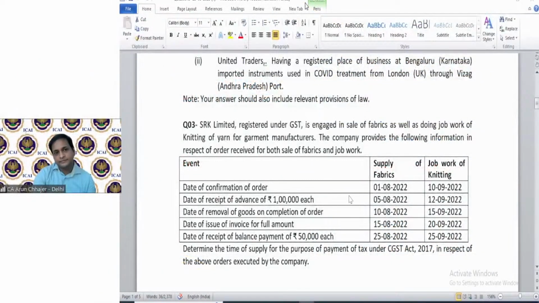SRK Limited. This question is basically on the time of supply chapter. So we have completed the place of supply. Now this problem is on the time of supply. SRK Limited, registered under GST, is engaged in the sale of fabrics as well as doing the job work of knitting of yarn for garment manufacturer. The company provides the following information in respect of the order received for both sale as well as job work.